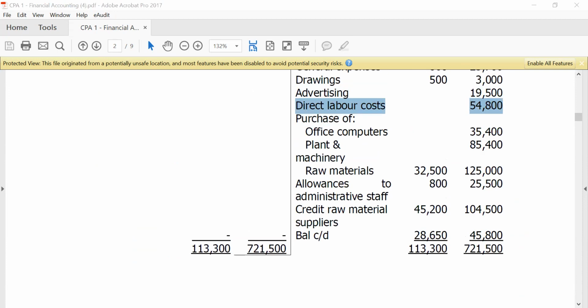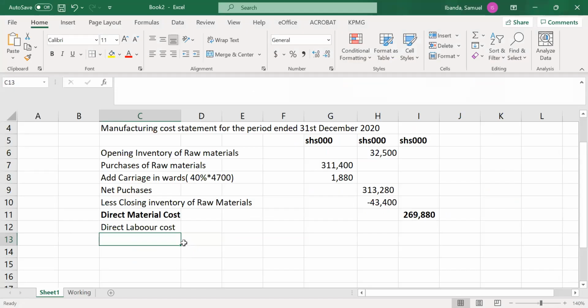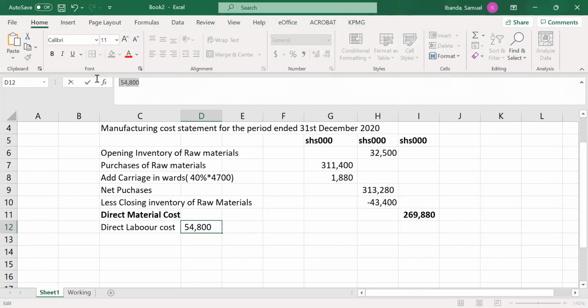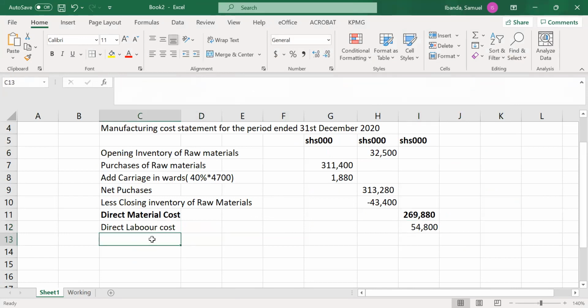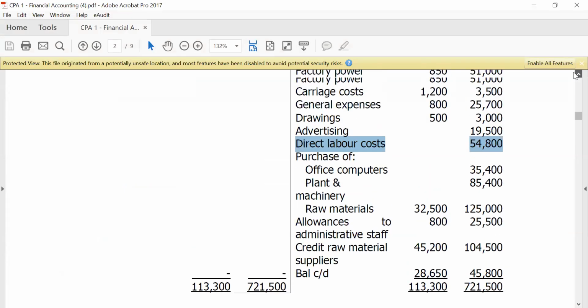So you get down here, your direct labor costs is actually 54,800. So you come and record it there. So direct labor didn't have any adjustment onto it. So you just ask yourself, do you have any other direct cost that would qualify to be taken note of?